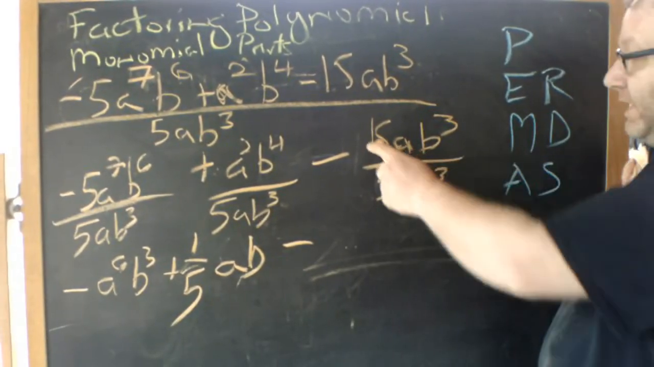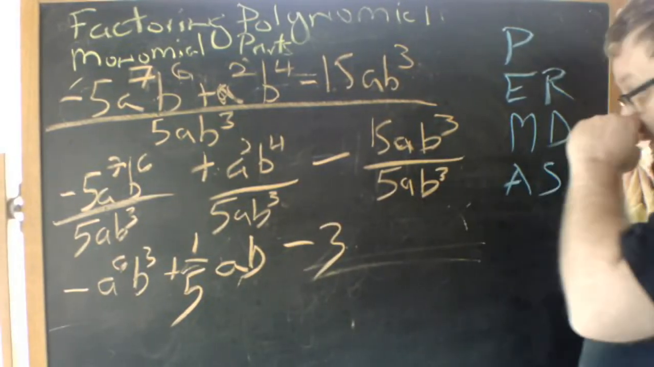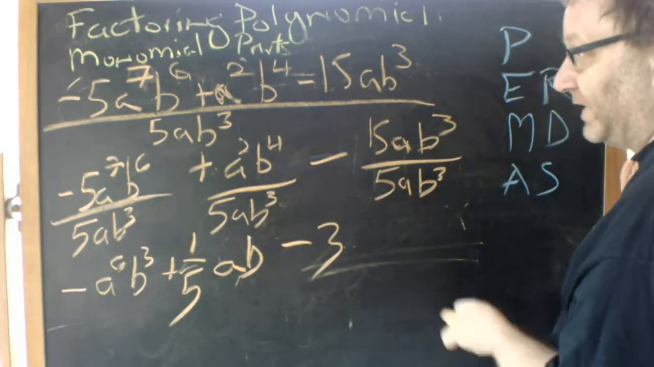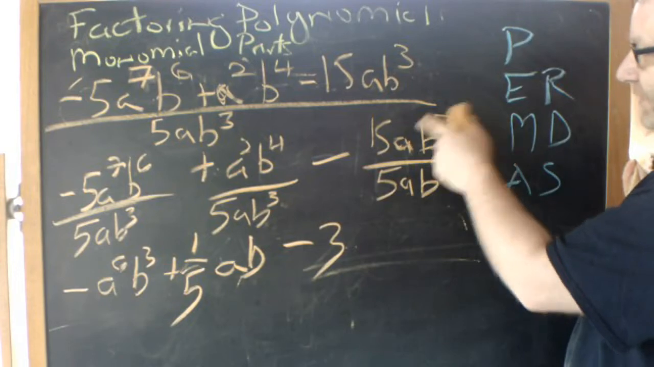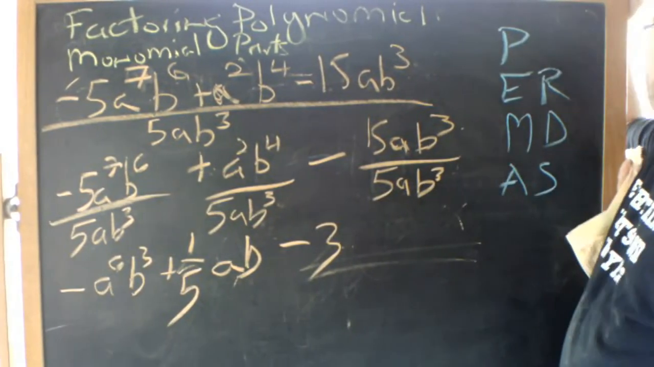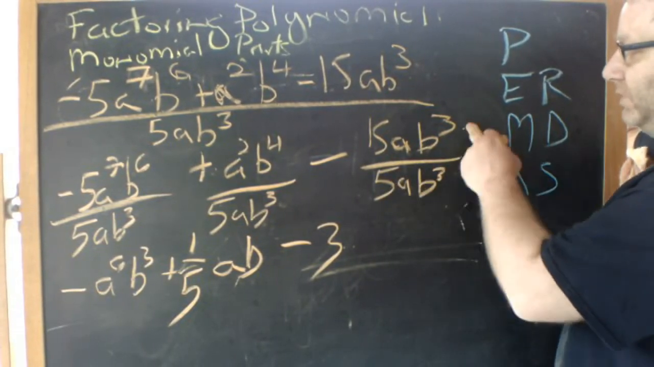$15 divided by 5 is 3. And for me here, because I've been doing this for a yonks age and then some, exact same thing over exact same thing, I don't care if it's made over multiple parts. Anything that's exactly the same divided by itself is 1. So ab cubed divided by ab cubed is 1.